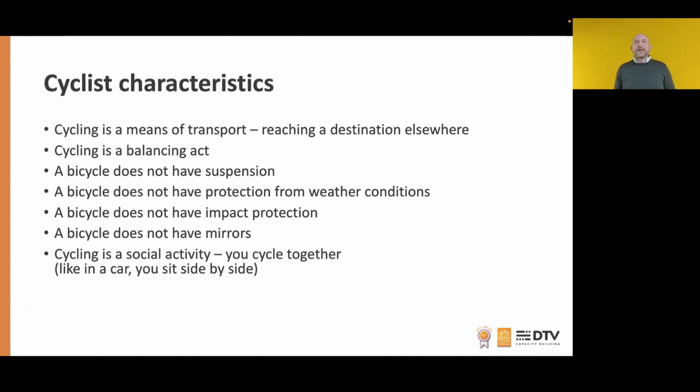So imagine riding in a car with your partner, for example. He or she would probably sit next to you, not behind you. The same as with a cyclist. We want to ride together and be able to have a talk.